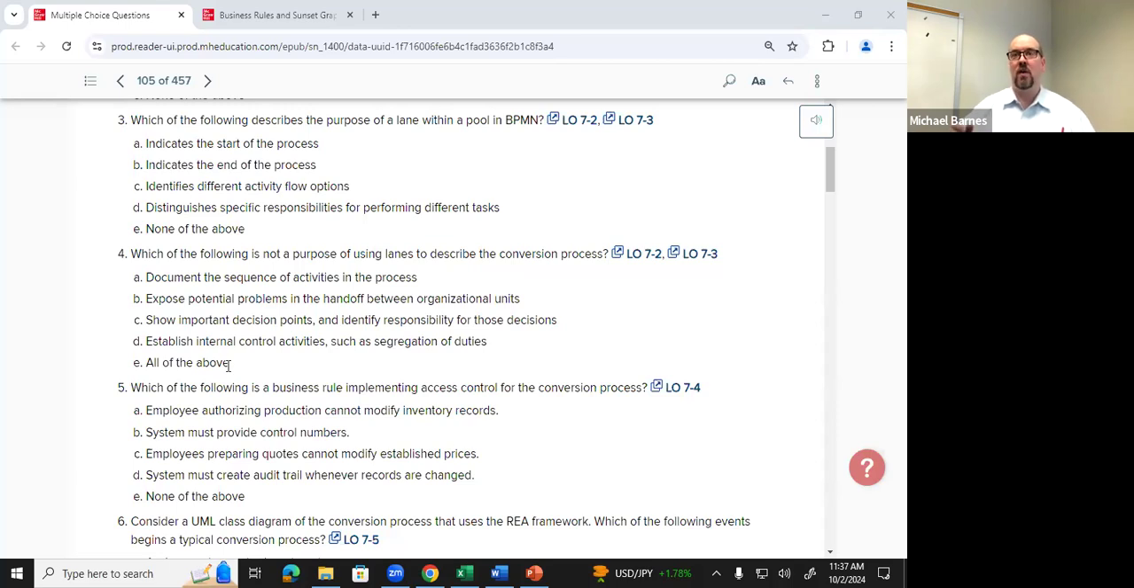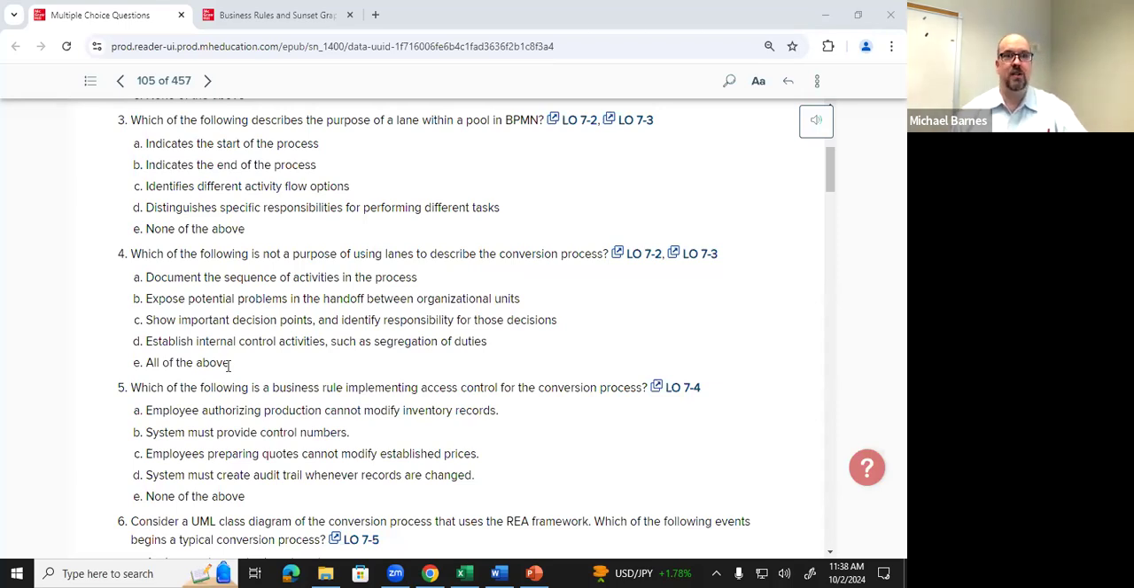So that's how we dictate within BPMN diagrams. Pools are just separate organizations or separate entities. Lanes are departments within an organization. They represent different activity areas within an organization. So we're talking about items that represent departments within the conversion process. Let's just go ahead and go through these.